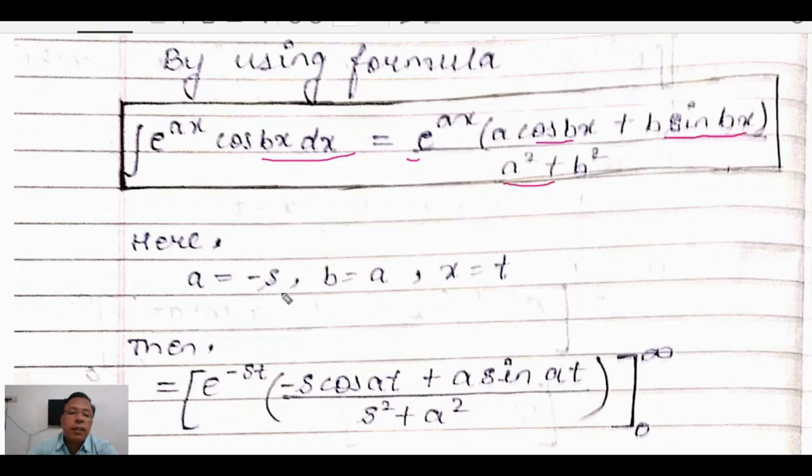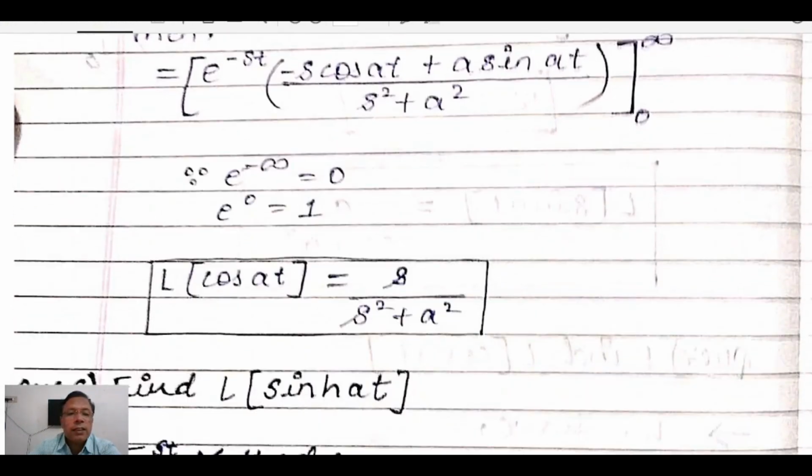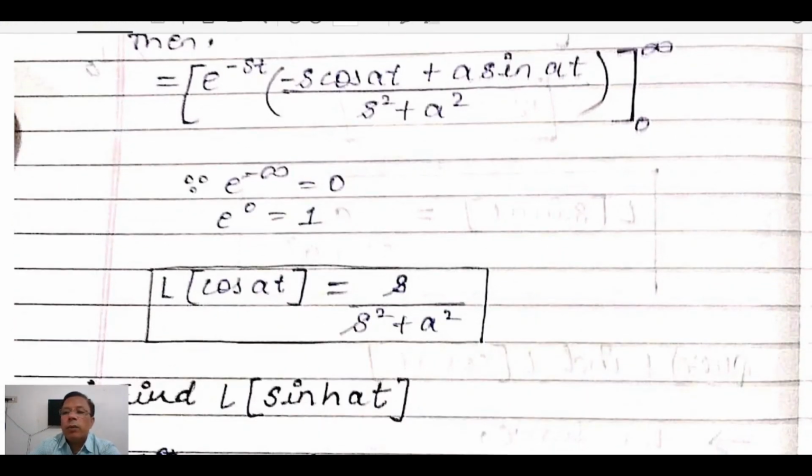In the above integral we have a equal to minus s, b equal to a and x equal to t. So above integral equal to e power minus st into (minus s cos a t plus a sin a t) upon s square plus a square with limit 0 to infinity. So on simplifying this limit, we have Laplace of cos a t equal to s upon s square plus a square.